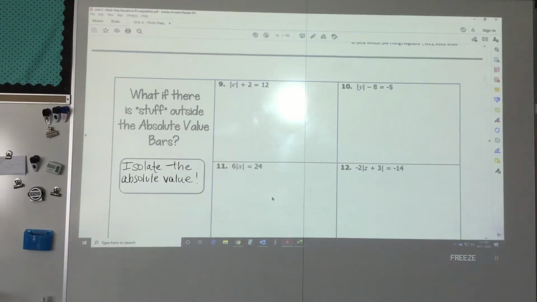Hey guys, welcome back. We are on part 2 of solving absolute value equations. What if there is stuff outside the absolute value bars? Well, we must isolate the absolute value.